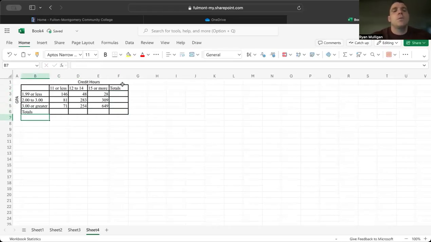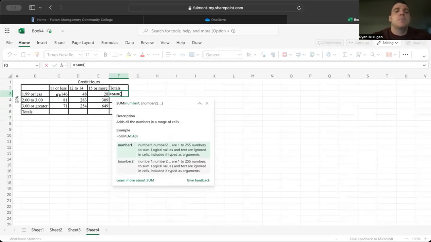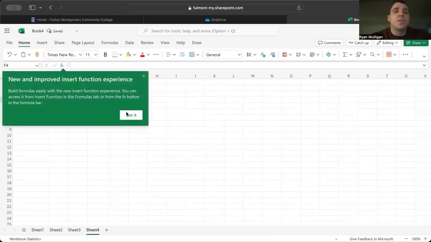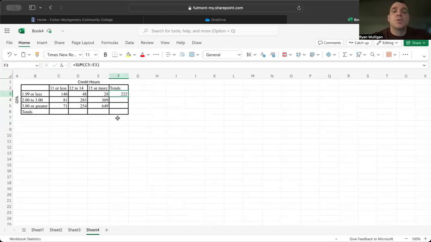Okay. And then what I'm going to do is I'm just going to add a function, and I'm going to say the sum, and I want the sum of those three. So what that means is there were 222 students, 222 students that received a GPA of 1.99 or less.